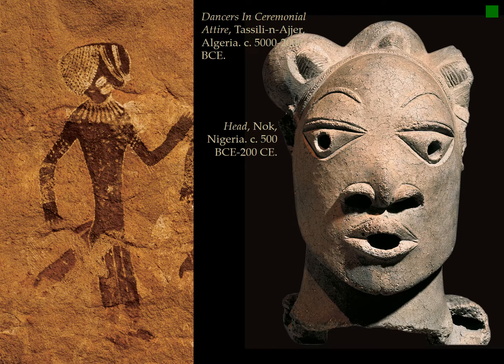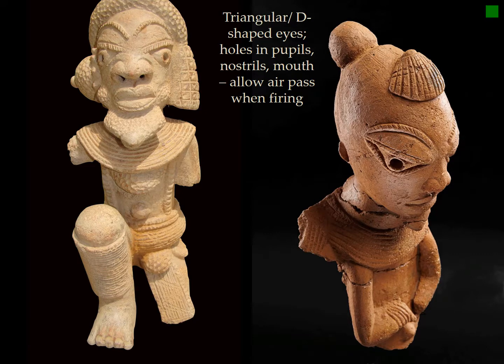The head and the attire give us, as in the earlier rock art, an indication as to the decoration and the appearance of these peoples. And so we find that the remnants are very, very important for not only art history, but for history, archaeology, and anthropology as well. The triangular D-shaped eyes are quite specific to the Nok culture. They would hollow out the pupils and the nostrils so that when firing this terracotta, the air could pass through these areas, and thus, of course, it could dry more evenly and rapidly.